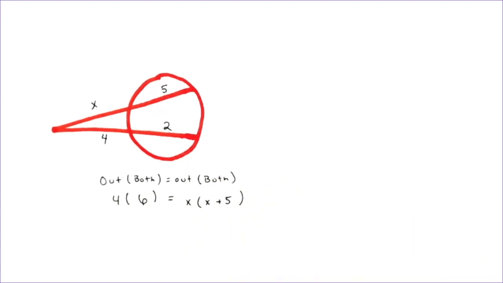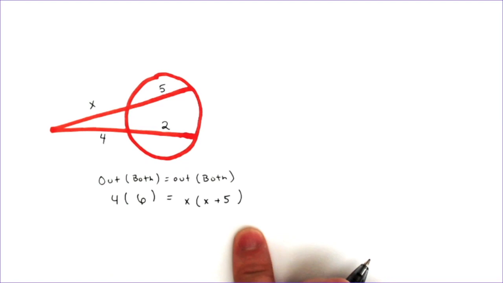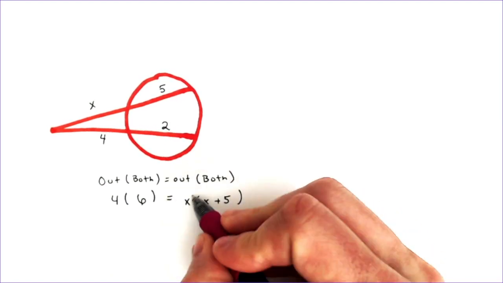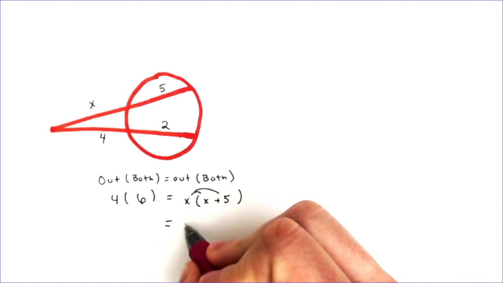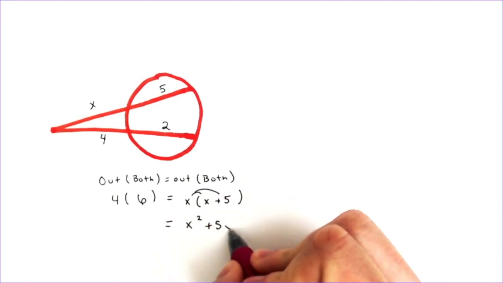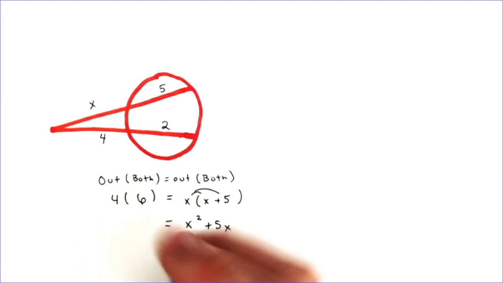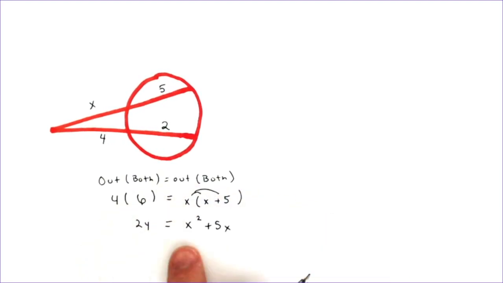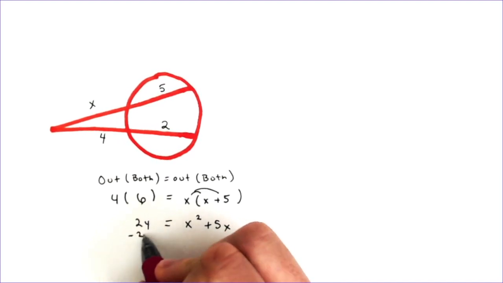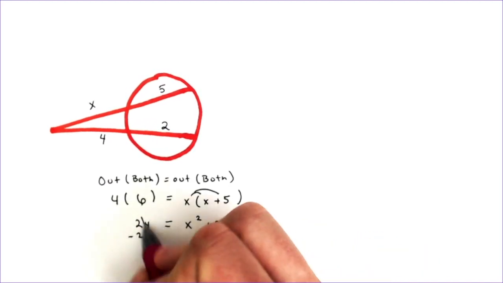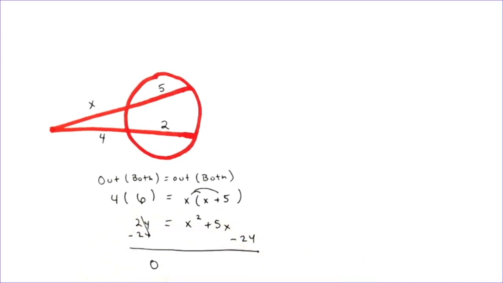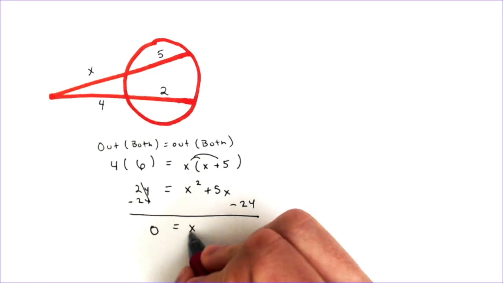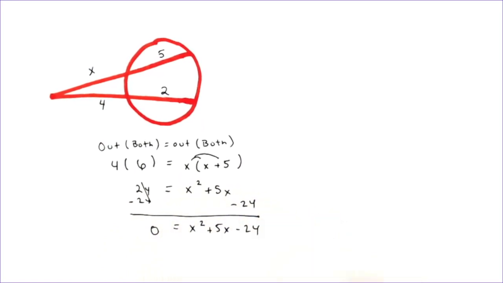This problem will require a little bit of factoring, because when we distribute this x, we are going to get x squared and a 5x. 4 times 6, that's easy, 24. Now because we have an x squared and a 5x, we're going to have to factor. And if we have to factor, we will need this to be set equal to 0 to solve that equation. So I am forced to subtract the 24, and we get 0 is equal to x squared plus 5x minus 24.